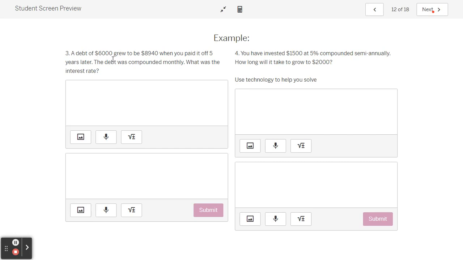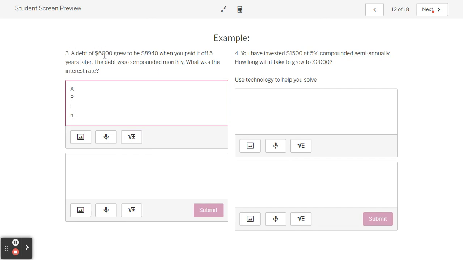A debt of $6,000 grew to be $8,940 when you paid it off 5 years later. The debt was compounded monthly. What was the interest rate? Let's sort out the information that we have: A, P, i, and n.